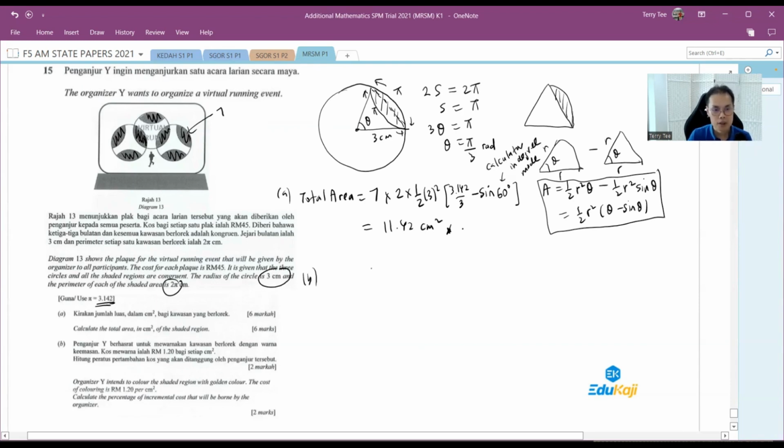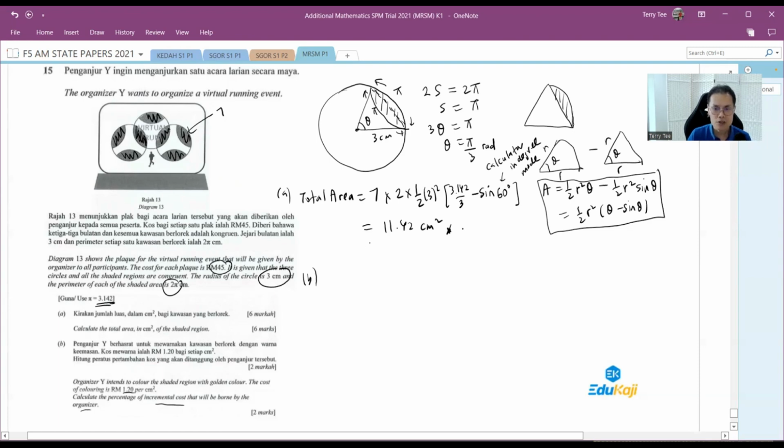Part B: organizer Y intends to color the shaded region with golden color. The cost of each color is 1 ringgit 20 cents per cm squared. So calculate the percentage of incremental cost that will be borne by the organizer. Okay, so obviously it is the percentage of change in cost. We already know the original cost, right? Original cost is 45 ringgit. So we need to find how much more you have to pay in percentage.